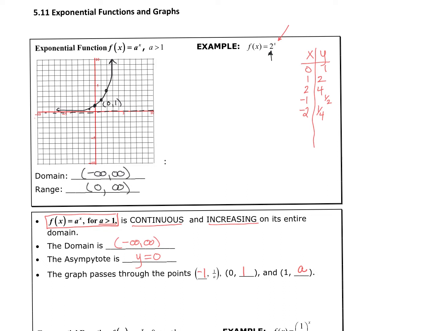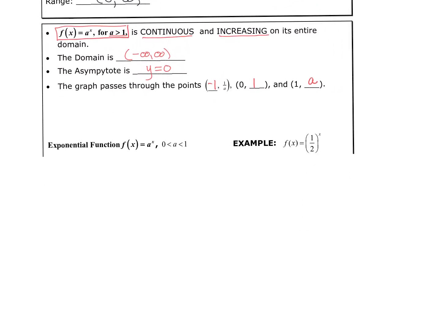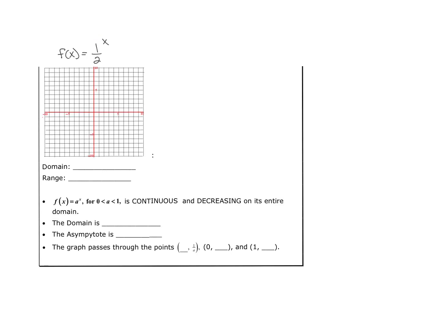And you can see that in the example above. When we had 1, we just got the base, and when we had negative 1, we got 1 over the base. So that's going to work for any base that's bigger than 1. If we now take a look at an exponential function where the base is not bigger than 1, but it's positive, greater than 0, and less than 1, for example, f of x equals 1/2 to the x, let's take a look at what that looks like.